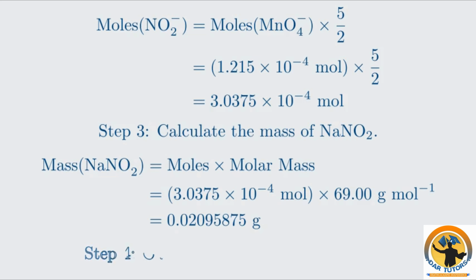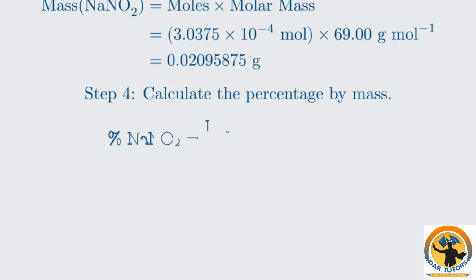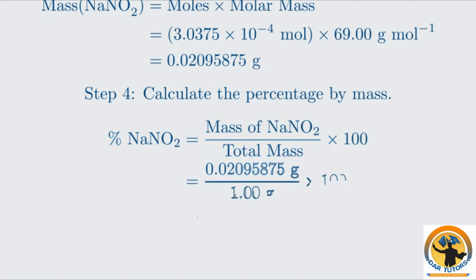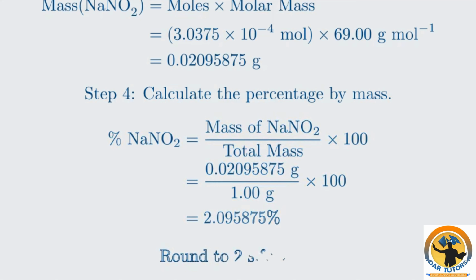Finally, we calculate the percentage. Percentage equals the mass of the substance divided by the total sample mass times 100. The result is 2.095875%. Following the significant figure rules, we round our final answer to 2 significant figures, giving us 2.1%. So the sample contains 2.1% sodium nitrite by mass.